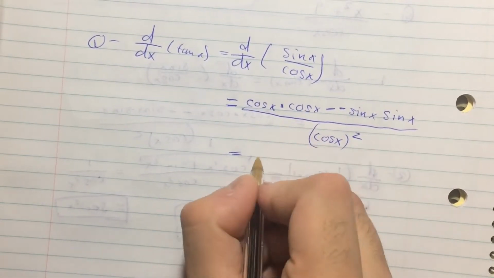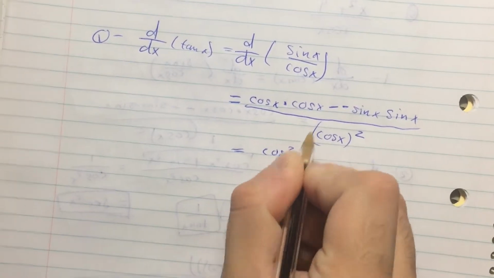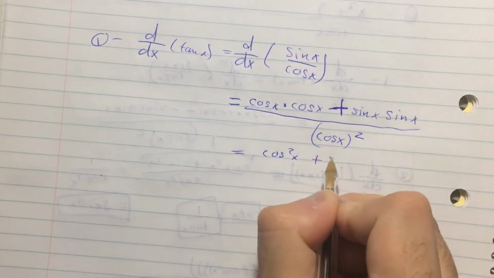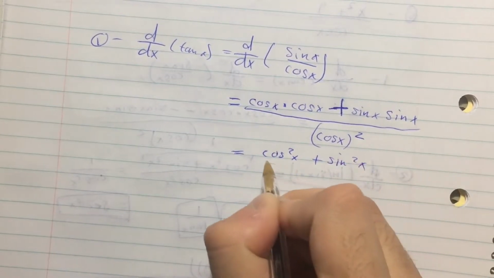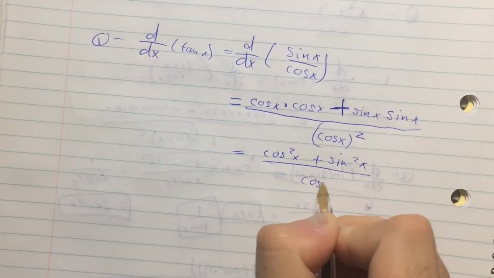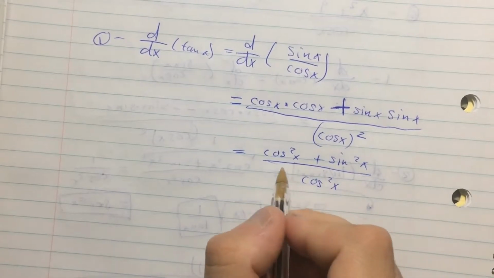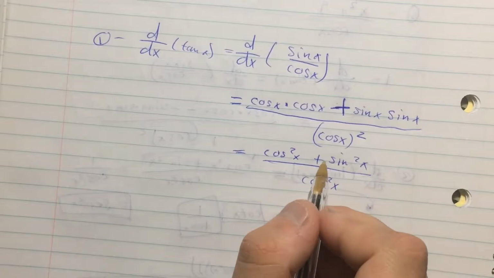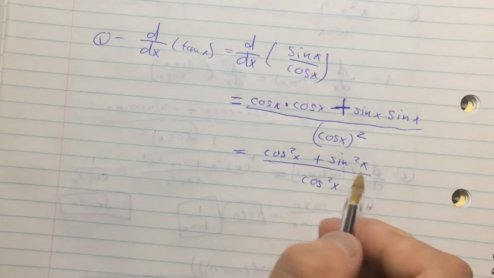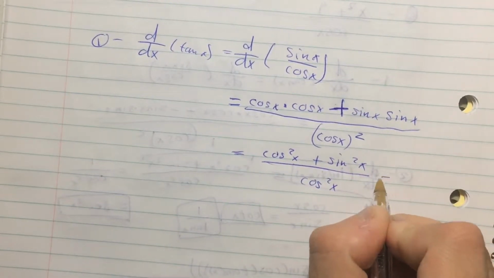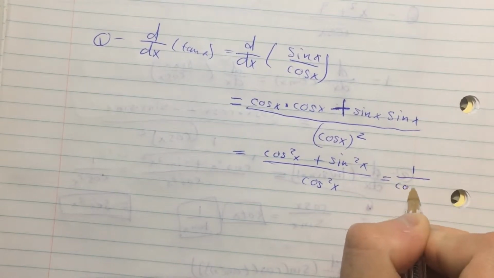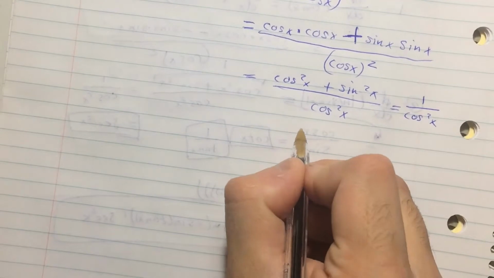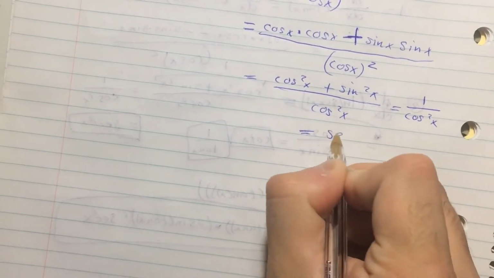And this is the same as cosine squared x, but because I have two negatives, it becomes a plus. So it's plus sine squared x all over cosine squared of x. And this actually just evaluates to 1 because this is the most famous trigonometric identity, cosine squared x plus sine squared x equals 1. So that's just 1 over cosine squared of x. But the story doesn't actually end there. The final answer is just secant squared of x.